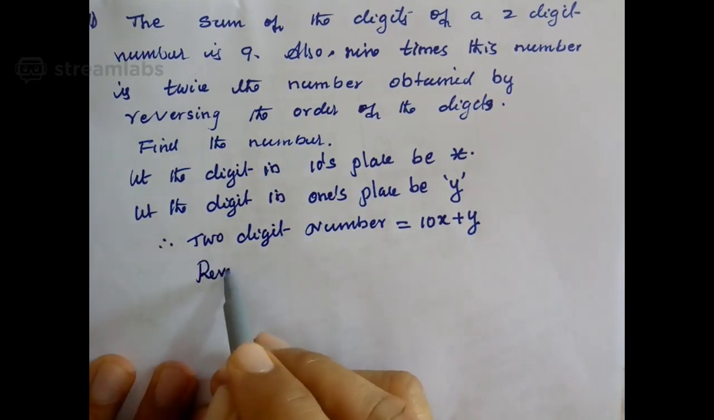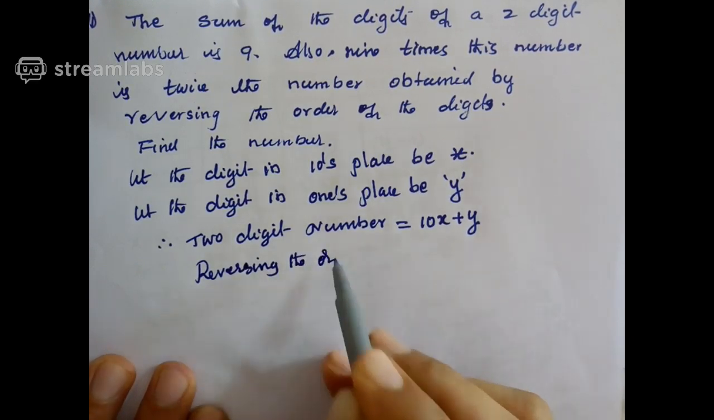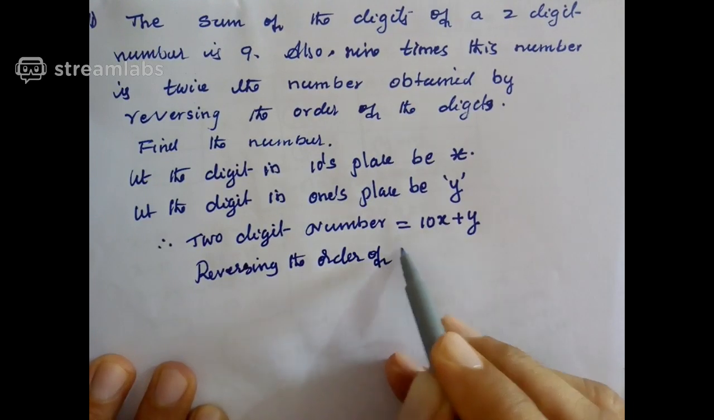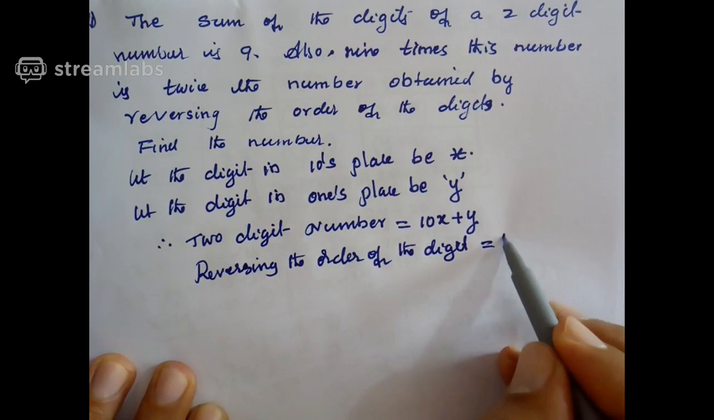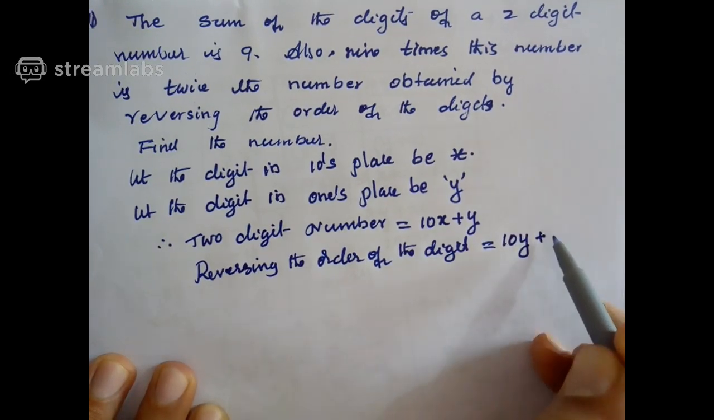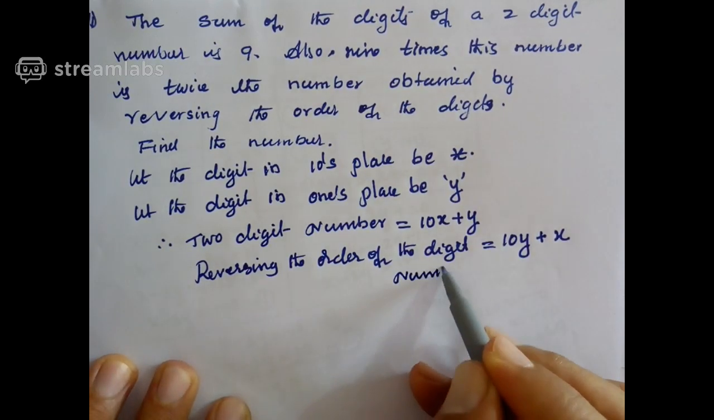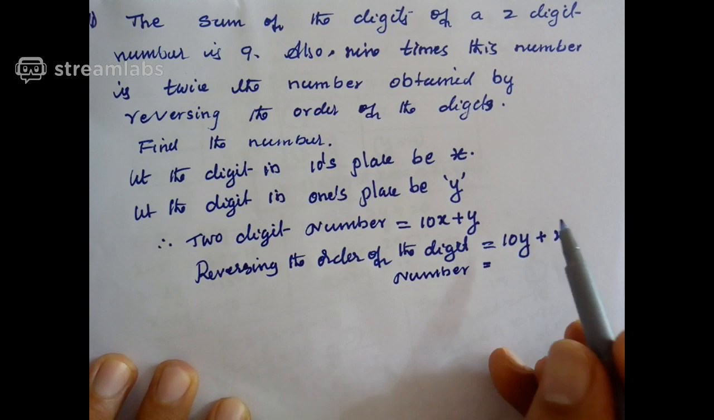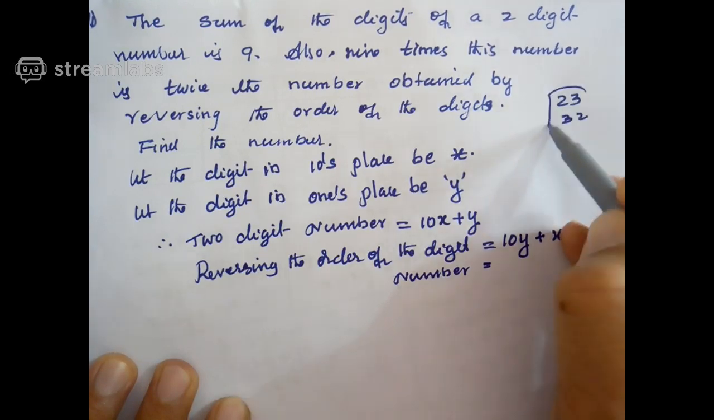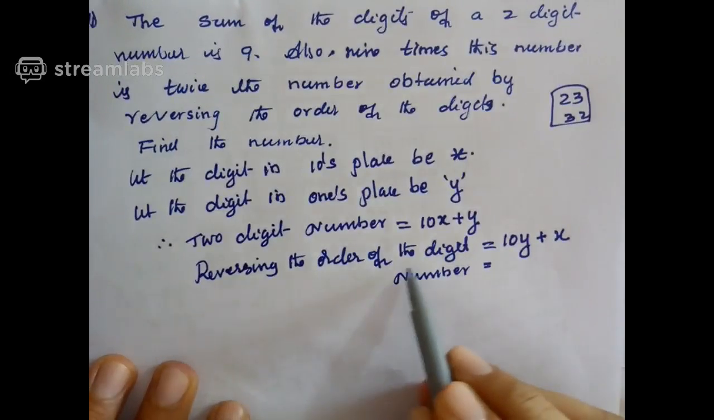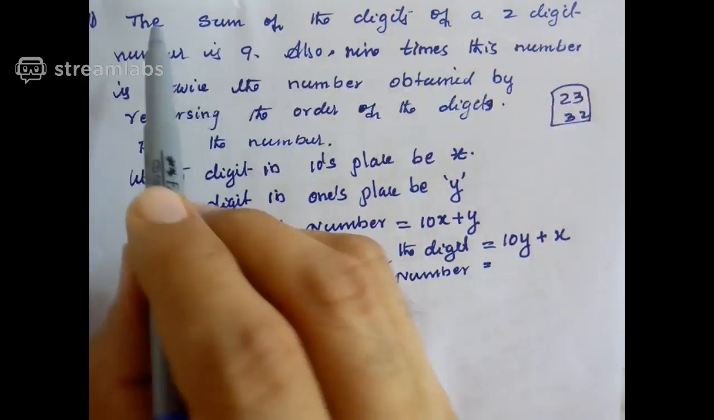Now, next we need the condition of reversing the order of the digits. Reversing the order of the digits means we just need to reverse: in tens place I'll write y and in ones place I'll write x. For example, if 23 is a number, reversing the order of the digits gives 32. Same way, the reversed number is 10y plus x. So much you have to write. Now let us go to the conditions.